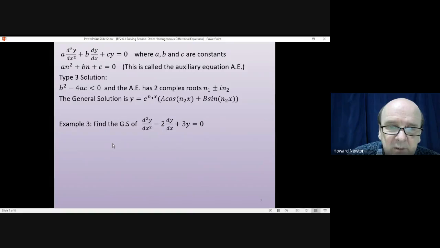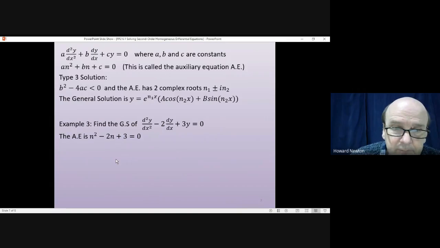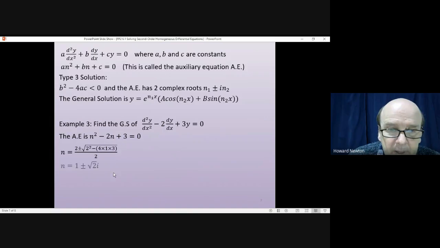Okay, let's have a look. So this time the auxiliary equation is n squared minus 2n plus 3 equals 0. The discriminant is negative. Solving it using the quadratic formula would give us that. And that all tidies up ultimately to n equals 1 plus or minus 2 times by i.